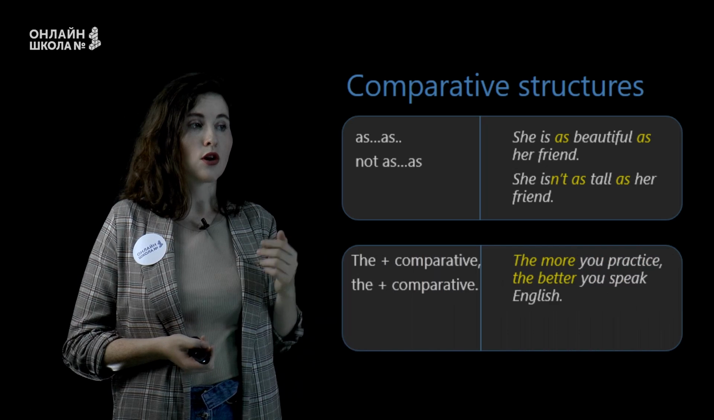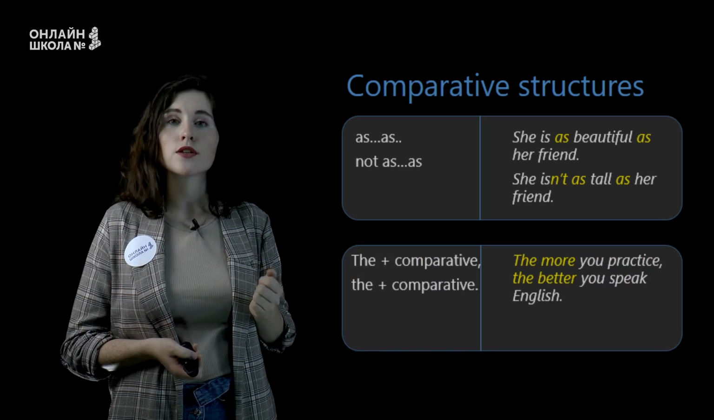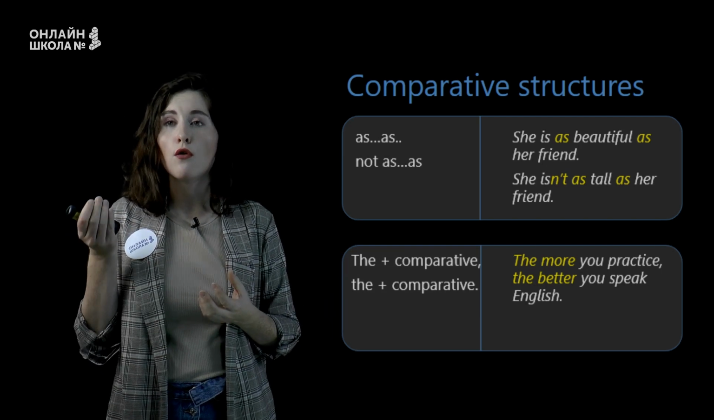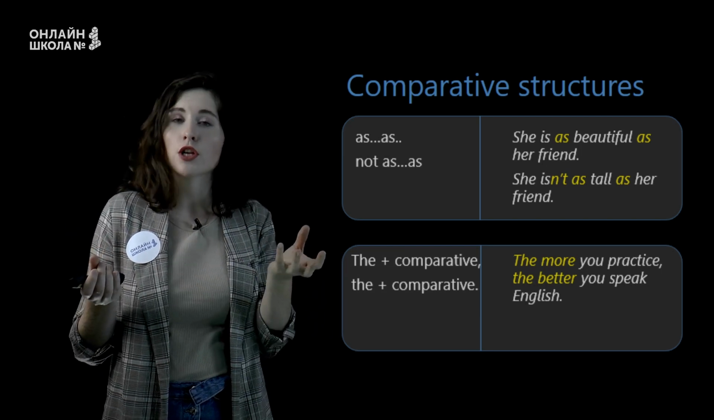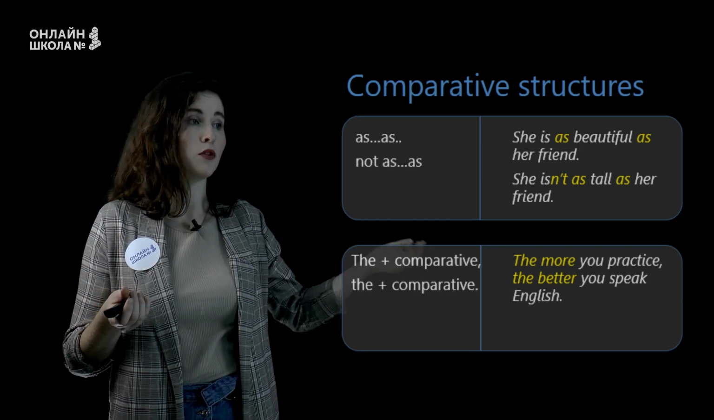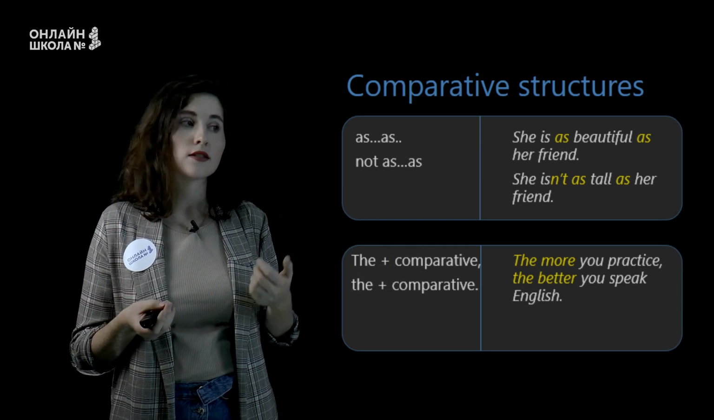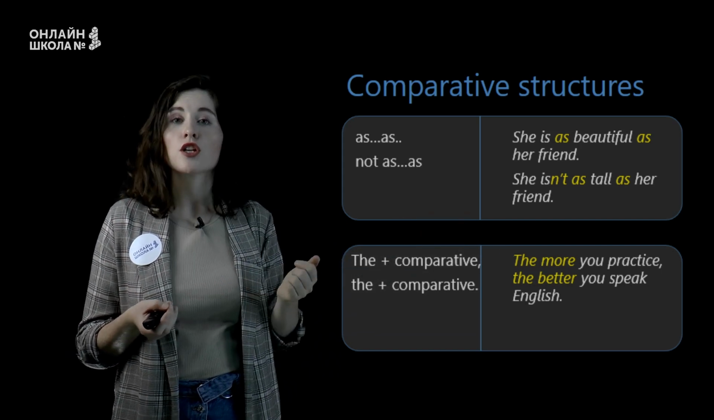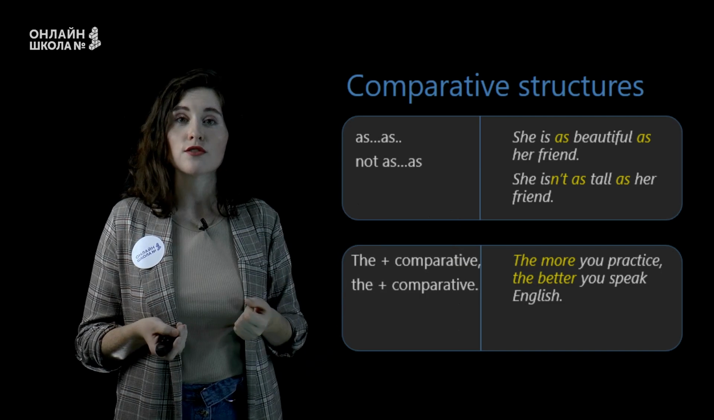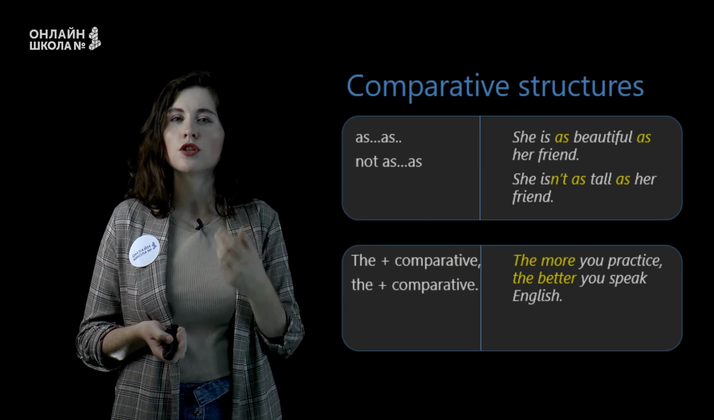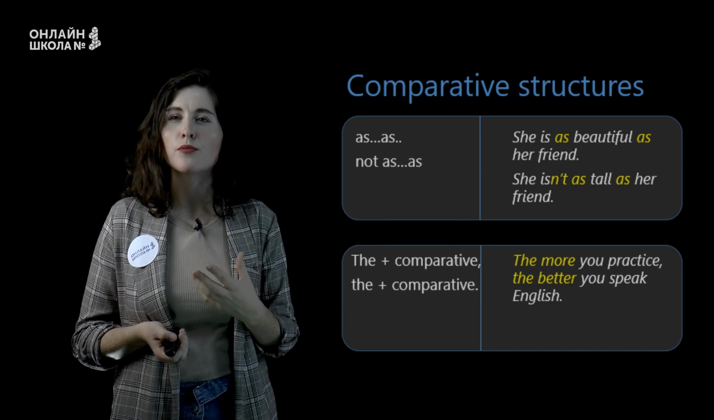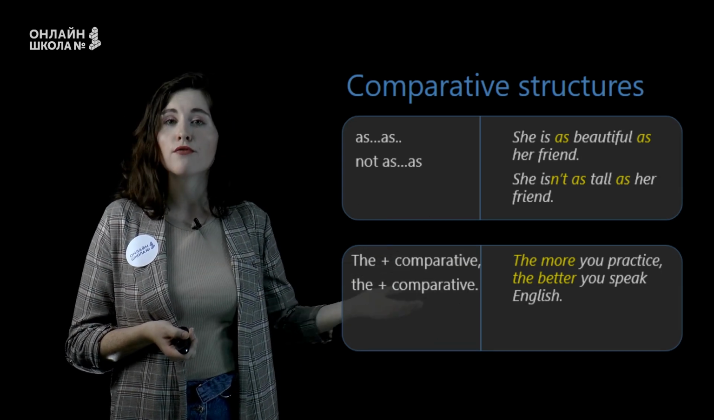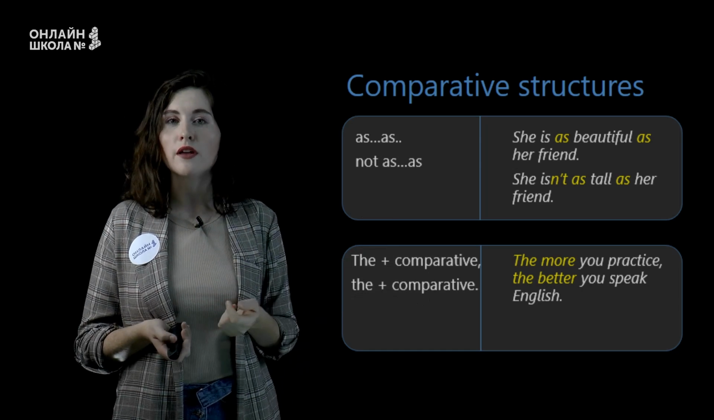We have such structure as the plus a comparative and the plus a comparative when we say that changing of one thing leads to changing of another thing. For example, the more you practice, the better you speak English. So if the first thing changes, the second also changes. Or we have in Russian a proverb: тише едешь, дальше будешь. Yes, the slower you drive, the farther you get.